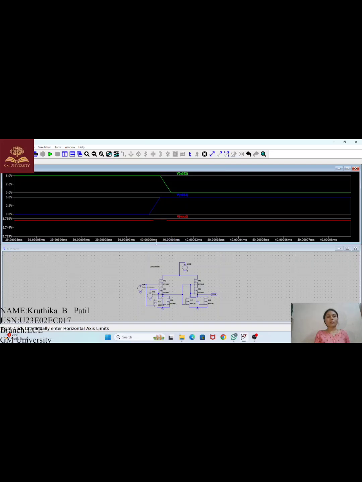So this is how we can form the OR gate and AND gate using CMOS technology.